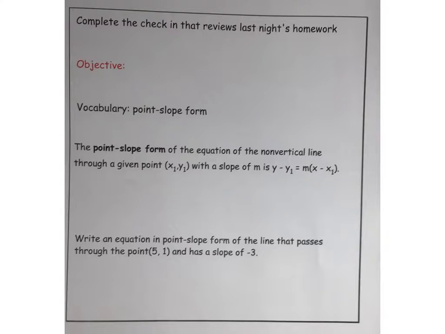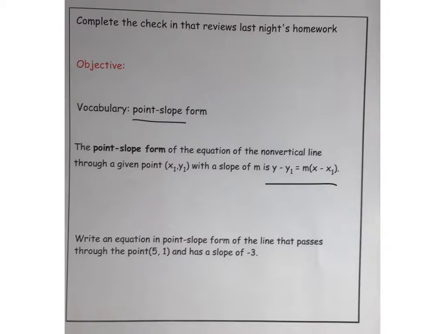So we're going to focus today on a new type of line form. It's called point slope form. And as you might be able to guess from the name, it's really easy to figure out if you know a point on the line and the slope of the line. So this is actually the formula, and it's on the board, on the wall in the classroom. So it's y minus y1 equals m times, in parentheses, x minus x1.